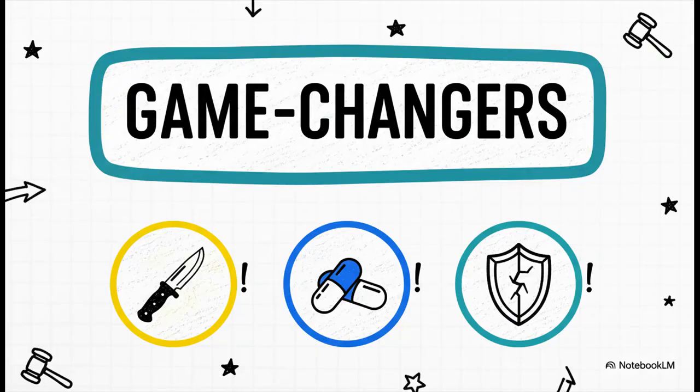So here's the key takeaway I want you to burn into your memory. When it comes to discipline under IDEA, there are 3 game changers: weapons, drugs, and serious bodily injury. If you see any of those 3 things in a question, you know you're in special circumstances territory. It's a fantastic shortcut to remember.